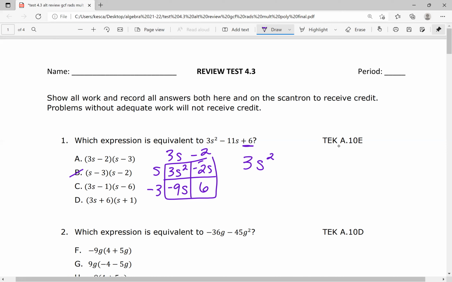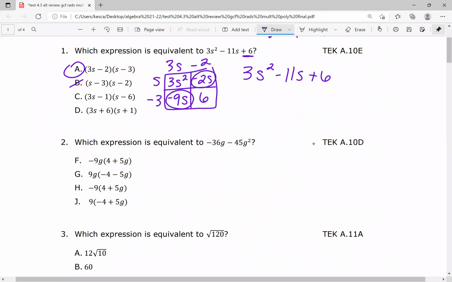I have a negative 2s and a negative 9. And I'm going to add that. So negative 2 plus negative 9 is negative 11. So minus 11s. And then the last one here, I have 6, right? There's no other constant, so just plus 6. So does that give me what I need? Yes. So what is my answer choice going to be? A.